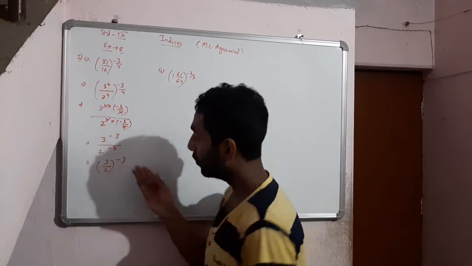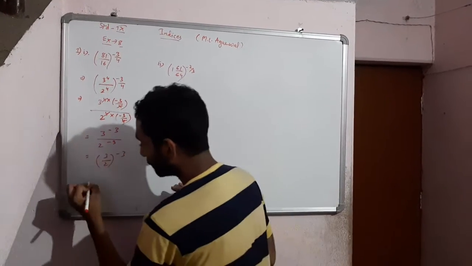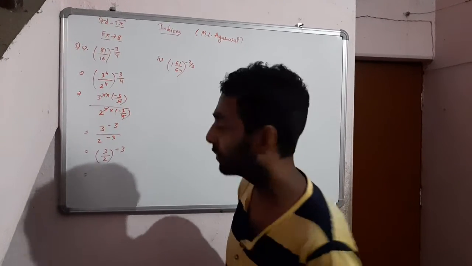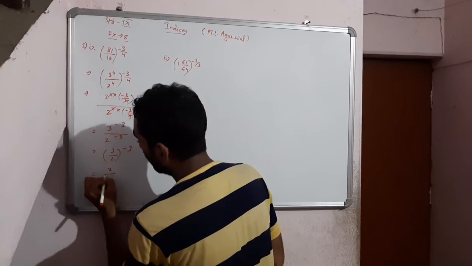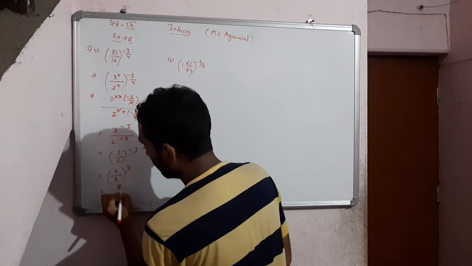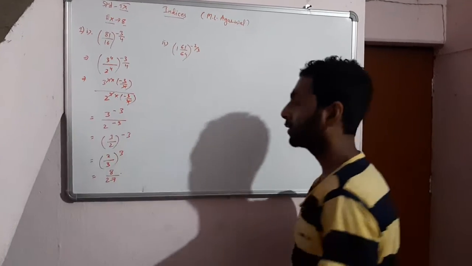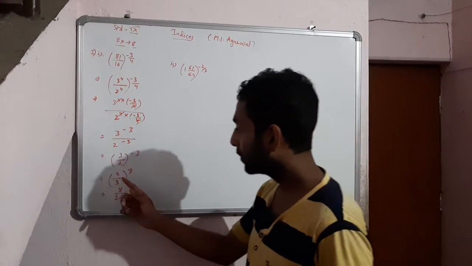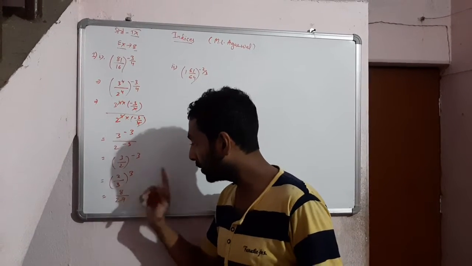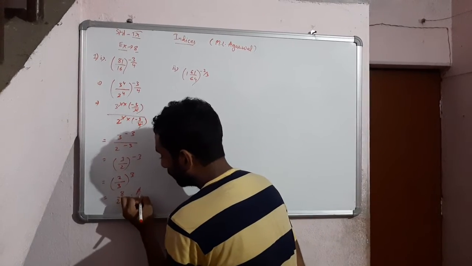See, in the power there is a negative sign, so we will remove the negative sign by taking the reciprocal of the base. That is (2/3) to the power 3, that is 2 cube 8 and 3 cube 27, so 8 by 27. This is the answer, students. 2 whole cube is 8, and 3 cube means 27. So this is the answer.